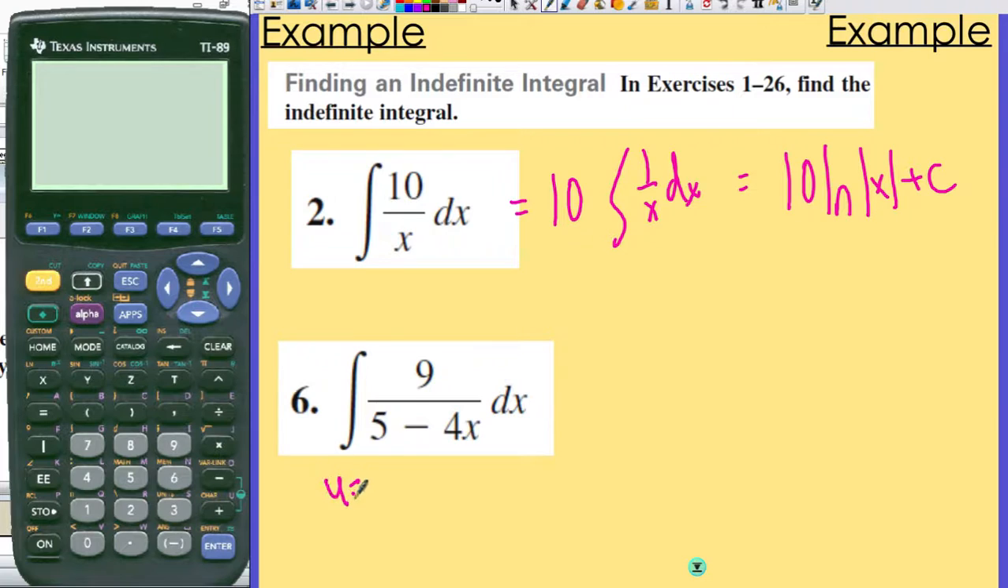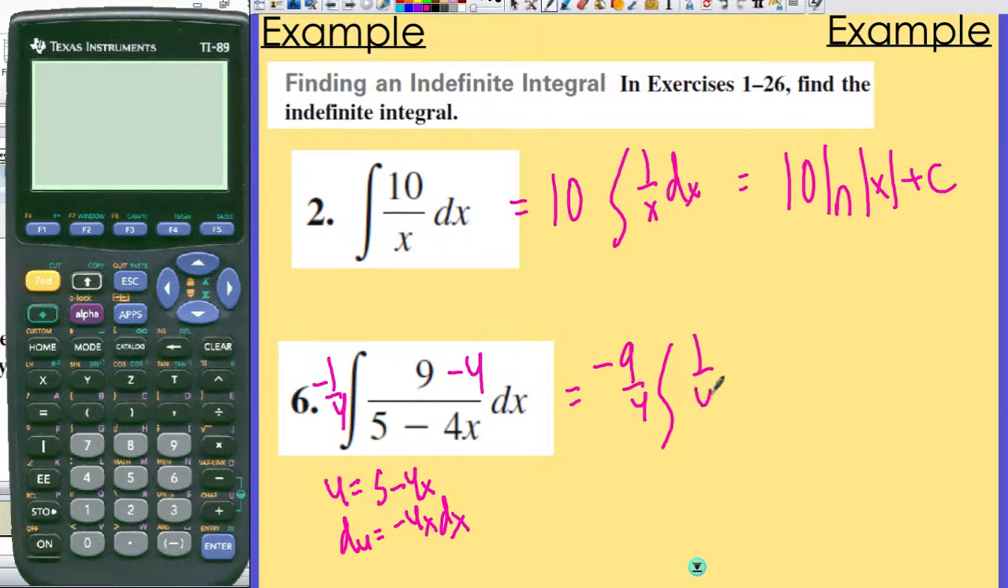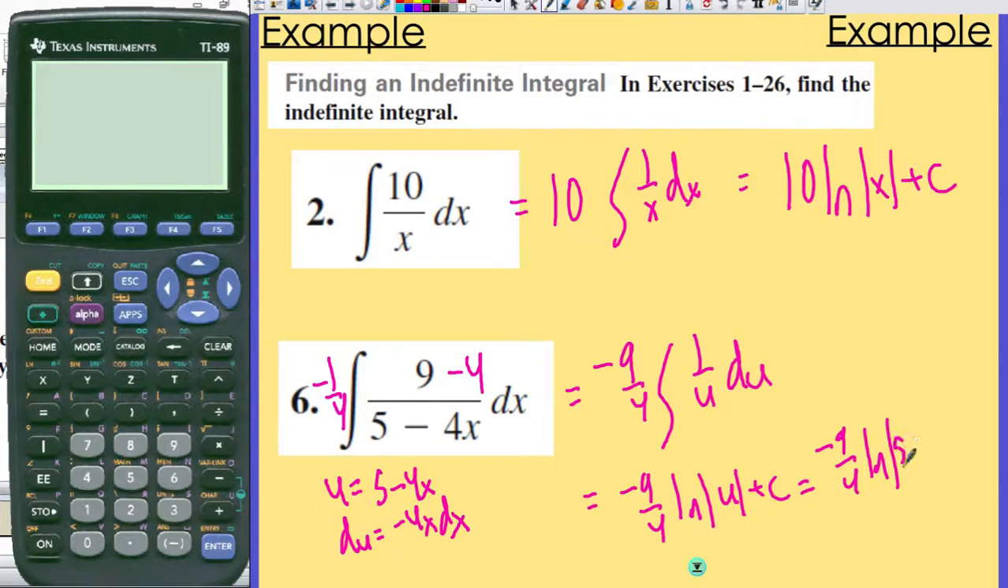This one, use substitution. Your u is going to be 5 minus 4x. du is going to be negative 4 dx. So you plug in. I don't have a negative 4 up here, so I have to put a negative 4, and I'm also going to multiply by negative 1/4 out here and take this 9 out, so it becomes negative 9/4 times the integral of 1 over u du. Integrating that, that's going to be negative 9/4 natural log of the absolute value of u plus c, which is going to be negative 9/4 natural log of the absolute value of 5 minus 4x plus c as your answer.